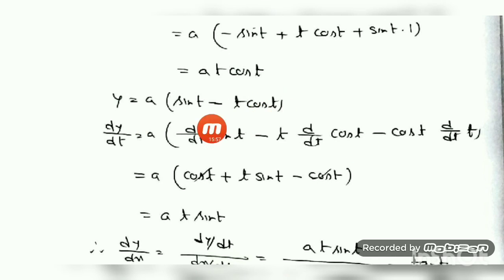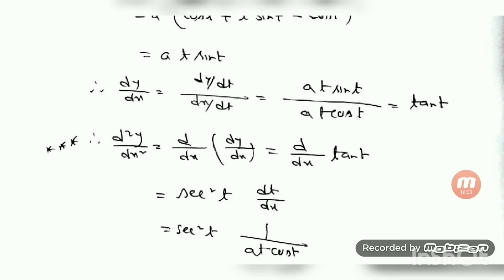Then for y that I have written, take the derivative with respect to t. A times d/dt of sin t, here I have used the u into v rule, minus is there, so minus d/dt of cos t. Sin t derivative is cos t, a keep it as it is, cos t derivative is minus sin t, so it becomes positive, minus cos t into d/dt of t is 1. This is cancelled out, so a t sin t will be there. So we have got the values of dx/dt and dy/dt, so I can write down dy/dx.